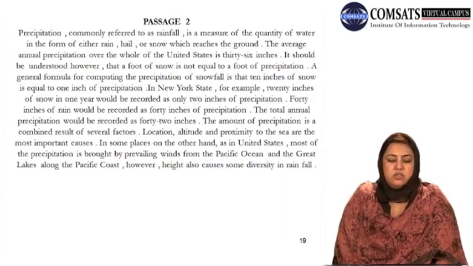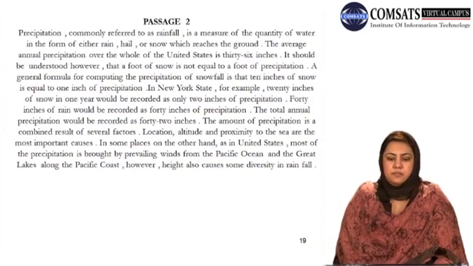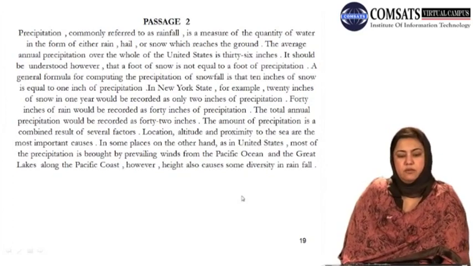The amount of precipitation is a combined result of several factors. Location, altitude, and proximity to the sea are the most important causes. In some places, as in the United States, most of the precipitation is brought by prevailing winds from the Pacific Ocean and the Great Lakes along the Pacific coast. However, height also causes some diversity in rainfall. So this was the end of the paragraph.